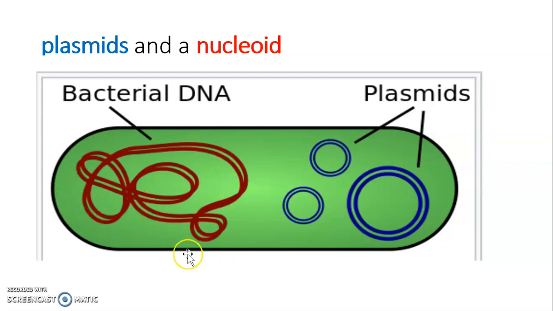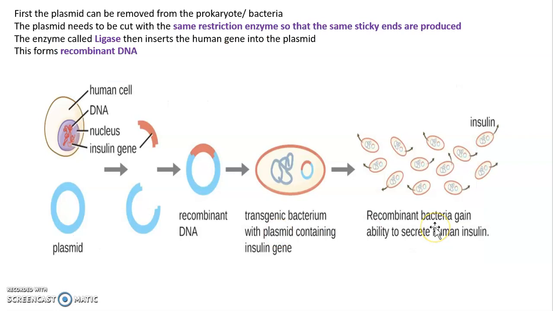So here we've got the nucleoid region, and then we've got these very small circular pieces of DNA also within the bacteria. And those small circular pieces are the plasmids. These are very easy to move between bacteria. So one bacteria can take one plasmid and put it into a second bacteria, and that's how bacteria essentially do sexual reproduction. So what we want to do is to take out the plasmid from the bacteria, and we're going to use that plasmid in this process. And the next diagram is going to show you what's going on.